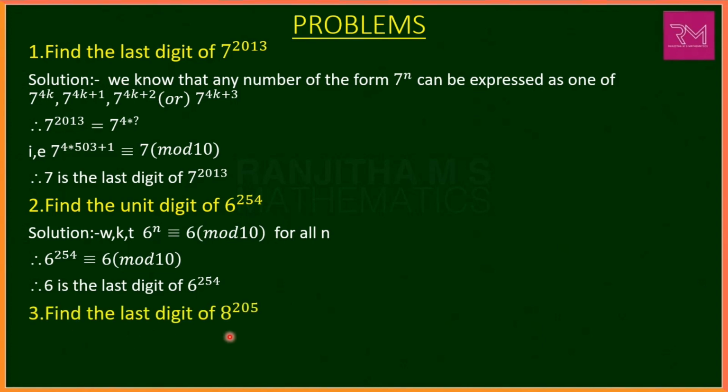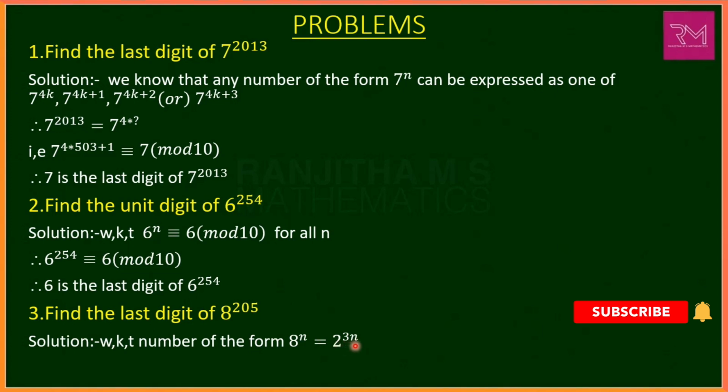Next problem, find the last digit of 8 power 205. Here we observe that we already discussed numbers of the form 8 power n. We can write this as 2 power 3n, because we can write 8 as 2 cube. So any value of the form 8 power n we can write as 2 power 3n. For 8 power 205, n is 205, so we get 2 power 3 into 205, which is 615.